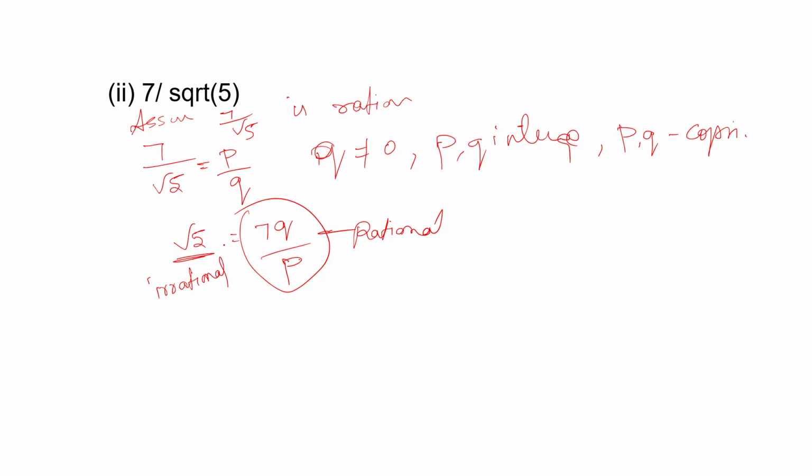If the question is asked in the exam, again you have to prove root 5 is irrational as per the first sum. Then only you can write root 5 is irrational. So now this side is rational. Why? Because q and p are integers, so if you solve also, you will get in the form of p by q. So irrational cannot be equal to rational. So that means 7 by root 5 is irrational.